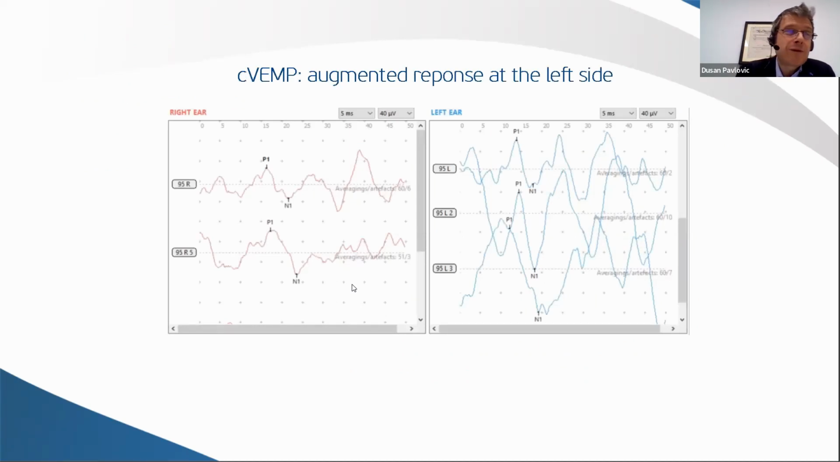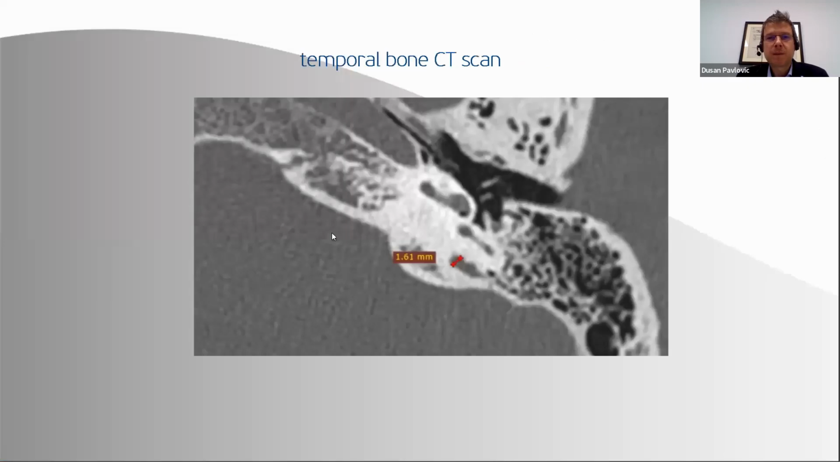Can VEMP help us to solve this case? On the right ear, we got a normal response. On the left ear, also, let's say a normal response, but much bigger amplitude than on the right side. Which diagnosis should we suspect? Some kind of third window lesion?